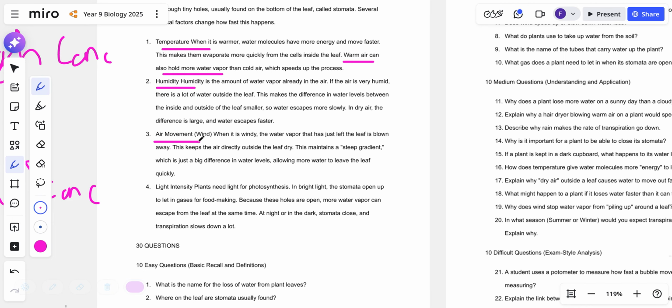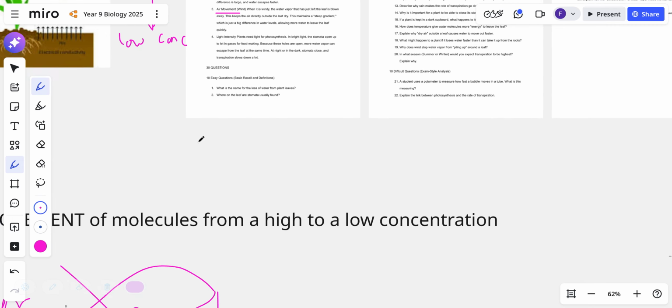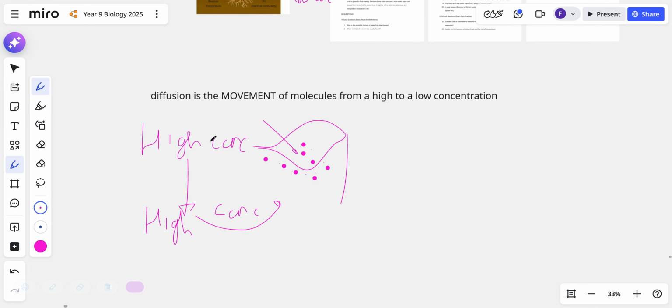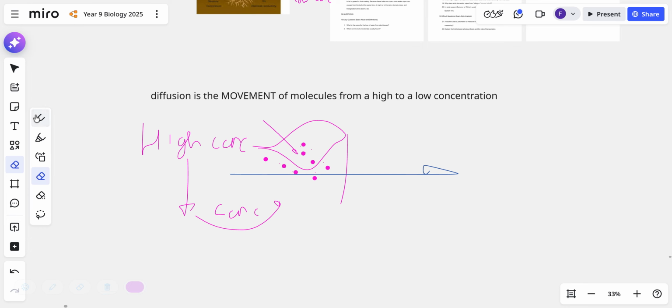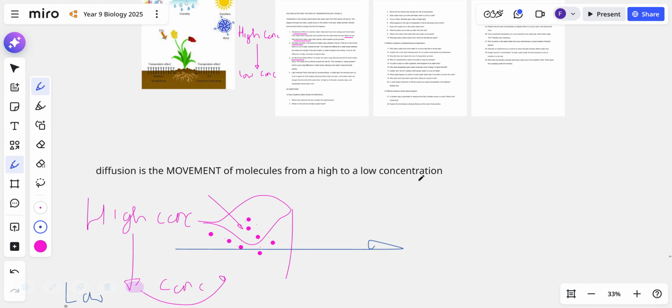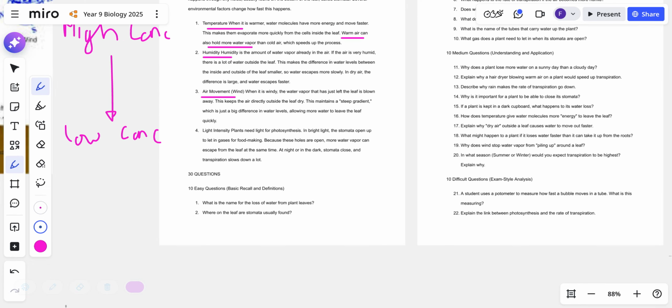Air movement. Aha. So if you come back to this picture and think, right, I've got a high concentration and a high concentration, and my diffusion is pretty slow. If wind comes along and goes, bye-bye, and drags these water molecules off, then you head back into high concentration to low concentration. All right. It's a low concentration on the outside because the wind has blown it away. So the more wind, the faster the rate of transpiration. All right. Now, fourthly, light intensity.